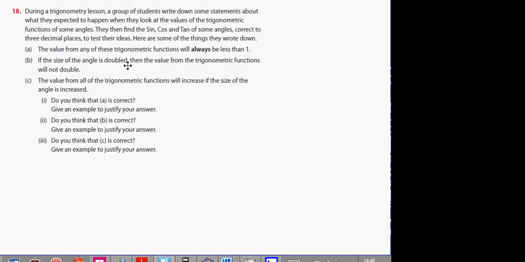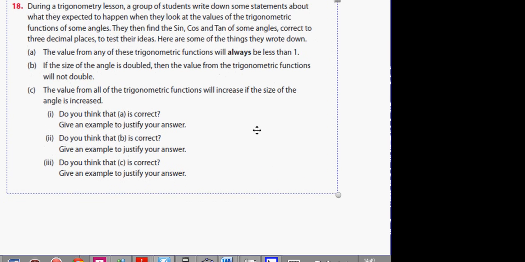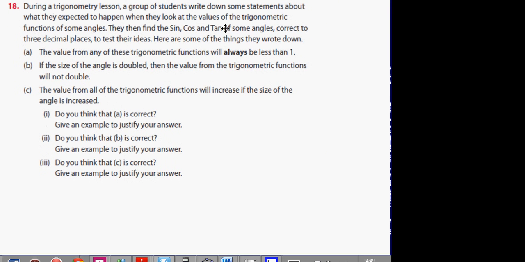Number 18. During a trigonometry lesson, a group of students wrote down some statements about what they expected to happen when they looked at the values of the trigonometric functions of some angles. Then they found sine, cos and tan of some of the angles, correct to 3 decimal places, to test their ideas. Here are some of the things they wrote down. The value of any of these trigonometric functions will always be less than 1. True or false? Okay, you don't know what that means.